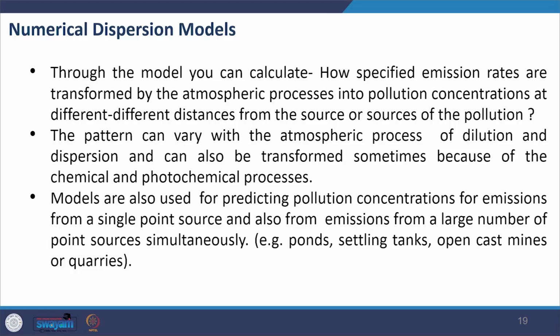Next we see is the numerical dispersion models. Numerical dispersion models are the most used for the purpose. Through the model you can calculate how specified emissions rates are transformed by the atmospheric process into pollution concentration at different distances from the source or sources of pollution. The pattern can vary with the atmospheric process of dilution and dispersion and can also be transformed sometimes because of the chemical and the photochemical processes.